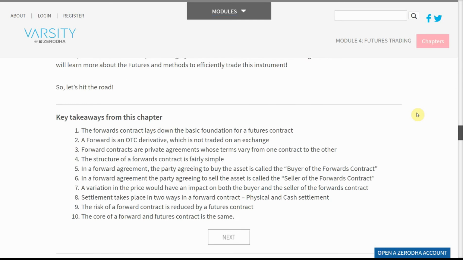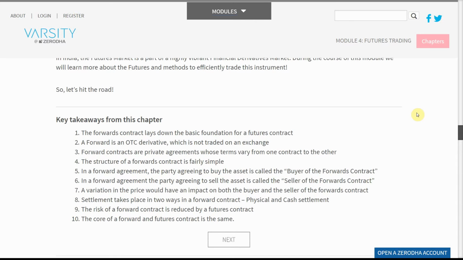Key takeaways from this chapter. The forwards contract lays down the basic foundation for a futures contract. A forward is an OTC derivative, which is not traded on an exchange. Forward contracts are private agreements whose terms vary from one contract to the other. The structure of a forwards contract is fairly simple. In a forward agreement, the party agreeing to buy the asset is called the buyer of the forwards contract. In a forward agreement, the party agreeing to sell the asset is called the seller of the forwards contract.